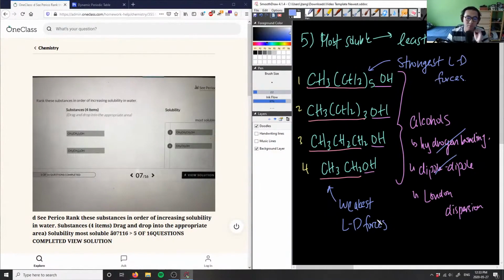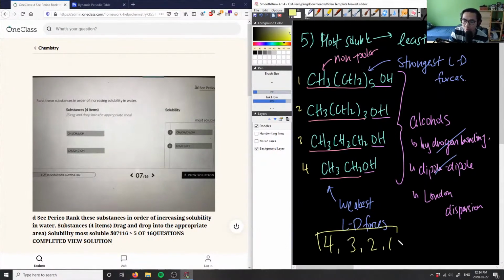Because this one has the weakest LD forces and this has the strongest, this one is particularly more hydrophobic, because alkane chains are non-polar. These parts are non-polar, and the hydroxyl end is obviously the polar end, and that's the part that's soluble. So which one's the most soluble? Number 4 is the most soluble because it has the shortest alkane chain, so it's less hydrophobic. It would go 4, 3, 2, and 1.